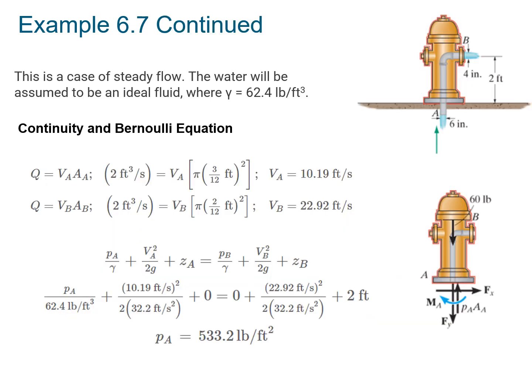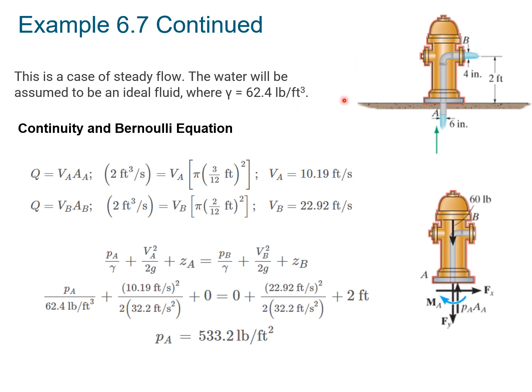So this is the case of steady flow. So we can use the much simpler angular momentum equation. The water is going to be assumed to be an ideal fluid. So the gamma for water is 62.4 pounds per cubic foot.